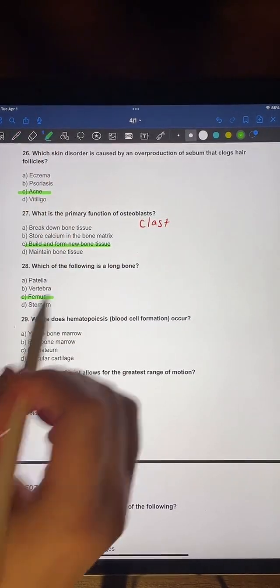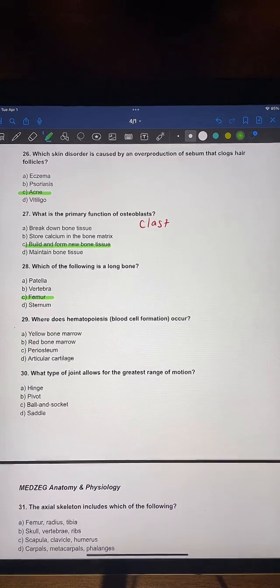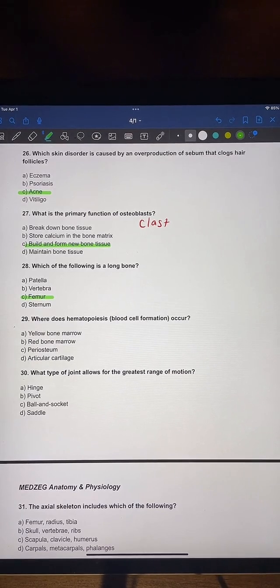The answer is femur. C. Femur is a long bone. It's actually the longest bone in the body, for some trivia if that ever comes up. For a bone to be classified as a long bone, it has to have a diaphysis or a shaft and epiphyses, which are ends. So a shaft and ends.